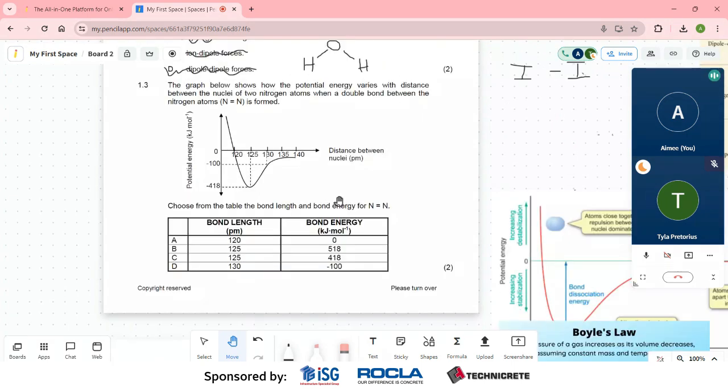Okay, now we move on to 1.3. The graph below shows how the potential energy varies with distance between the nuclei of two nitrogen atoms when a double bond between the nitrogen atoms is formed. So this is a potential energy graph. We've got potential energy on our y-axis, and we've got the distance between the nuclei in picometers, and this is the distance between the nuclei of nitrogen atom number 1 and nitrogen atom number 2. And they're asking you to deduce from the graph what the bond length and the bond energy are.